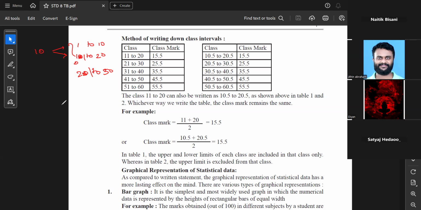Yes, sir. Naitik, what's your query? Sir, do we have exclusive and inclusive form in this class? Exclusive and inclusive within the class? Yeah, the class type. You should be having. I'll have to check further. I'll be covering them.